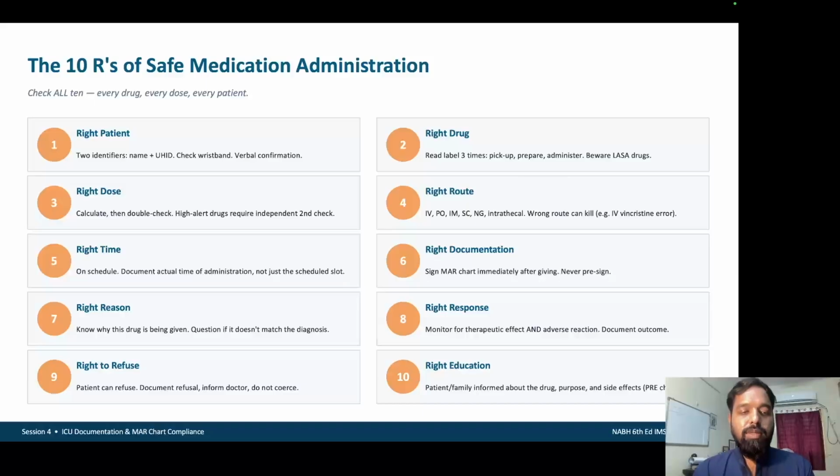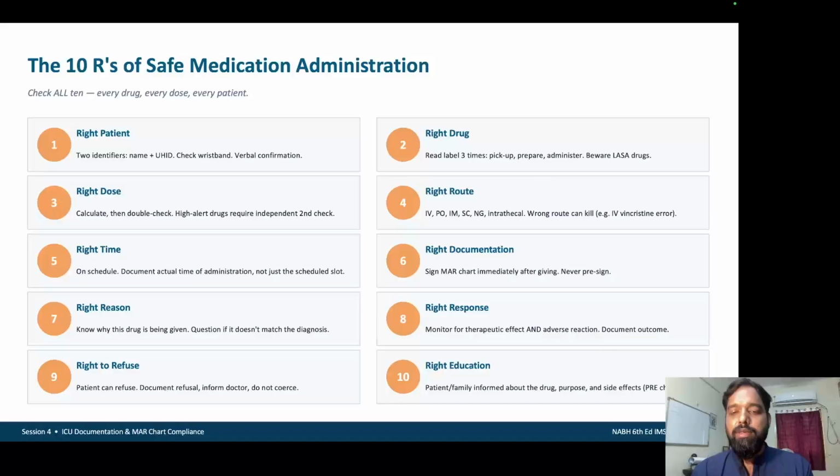Right to refuse, the patient can refuse. Document refusal, inform doctor and do not coerce. Right drug, read label 3 times, pick up, prepare, administer, and beware of LASA drugs, look-alike, sound-alike drugs. The right route, IV, PO, IM, subcutaneous, and nasogastric route, intrathecal route needs to be clearly documented. Wrong route can kill.